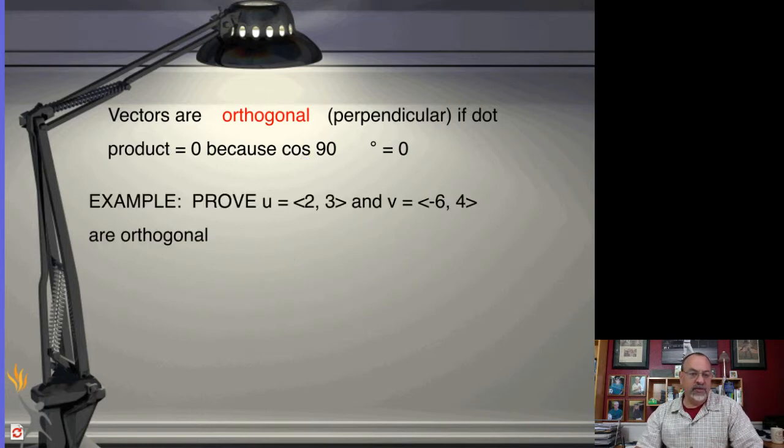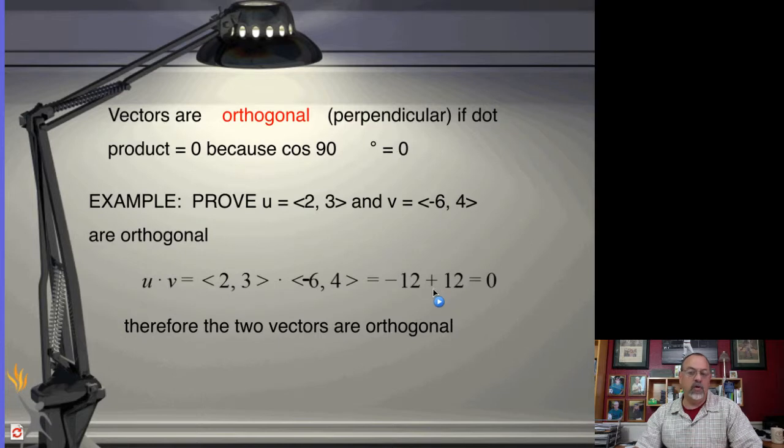Now, if we were asked to prove that they are orthogonal or perpendicular, we simply multiply them together. If we get a number 0, they're perpendicular. If we get a number other than 0, they're not perpendicular. So if we take the dot product of these two vectors, 2 times 6 is 12. Actually, I wrote this wrong down here. This should be a negative 6 here. So 2 times negative 6 is negative 12, plus 4 times 3, 12. The product is 0, therefore the vectors are orthogonal or perpendicular.